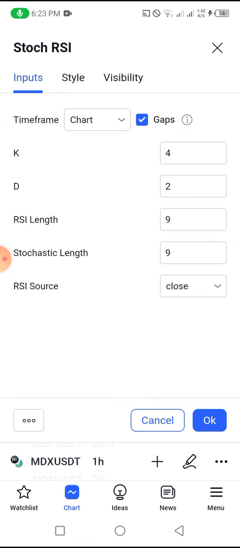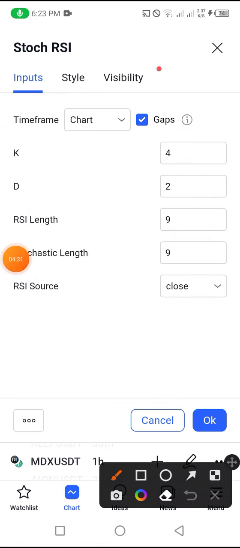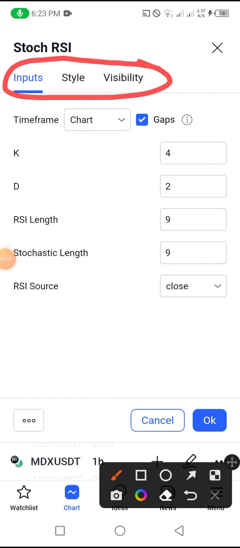You're going to come across these three areas: the input, style, and visibility. You don't do anything on the visibility. There's no adjustment you make on the visibility. The only areas that you may make adjustments on will be the input and then the style.